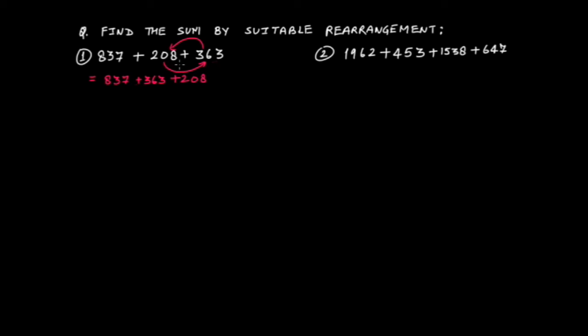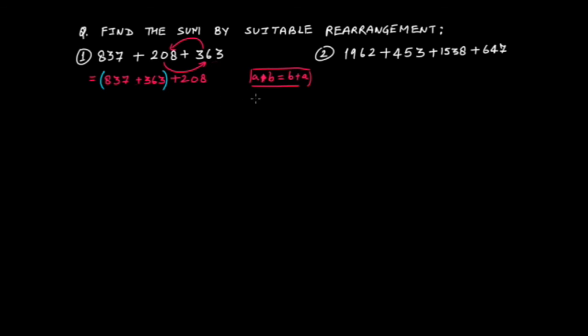And if you remember, we had discussed that the commutative property of whole numbers means that A plus B would be equal to B plus A. Therefore, we have just changed the order and used the commutative property. Now what you have to do is group together 837 and 363. Which property is this one? This is the associative property of whole numbers.